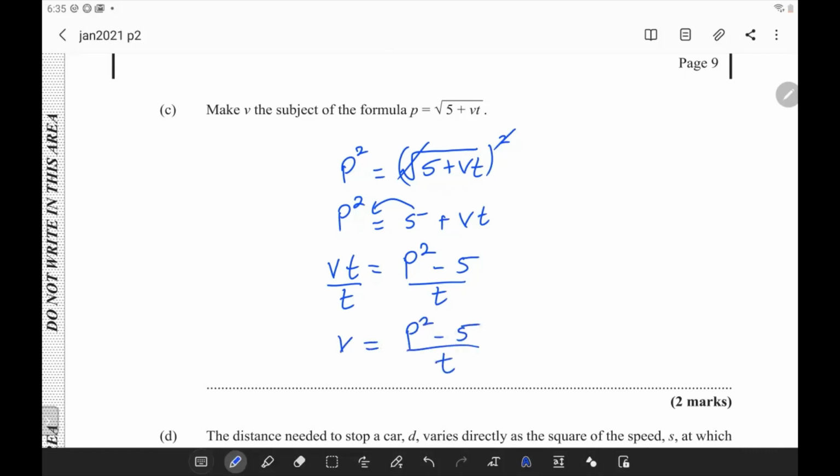And if you want to be extra, you could put t cannot be equal to 0, and 5 plus vt must be greater than or equal to 0, because since we are taking the square root, we cannot have the square root of a negative number. And since we are dividing by t, we cannot allow t to be 0.